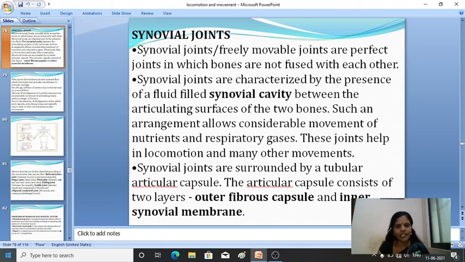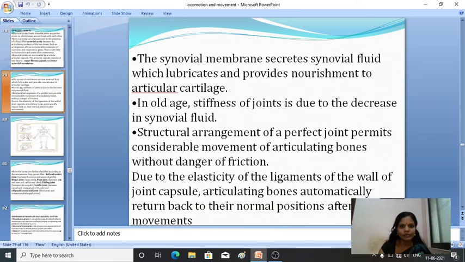Fine. Next, the synovial joints are surrounded by the tubular articular capsule. This articular capsule consists of two layers: outer fibrous capsule and inner synovial membrane. Two types. Fine. The synovial membrane generally secretes a synovial fluid which lubricates and provides nourishment to the articular cartilage. So what will this membrane do? It lubricates and provides nourishment to the articular cartilage.